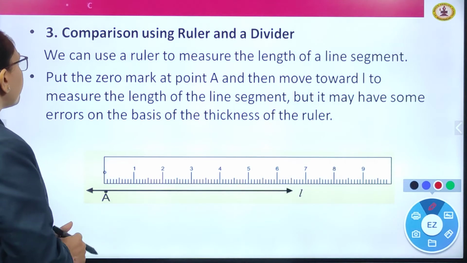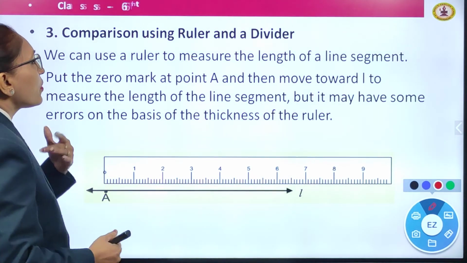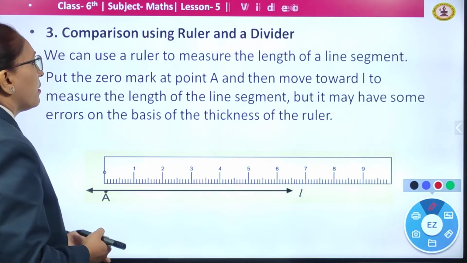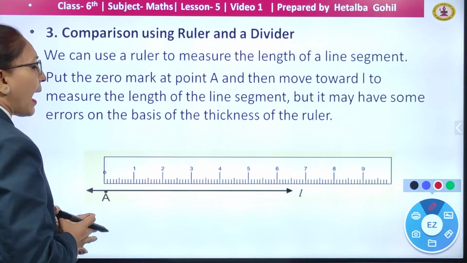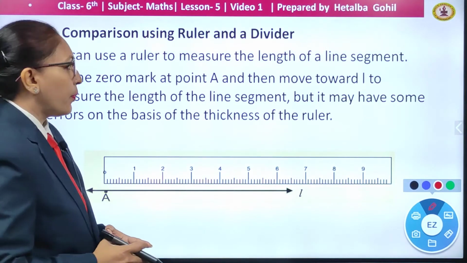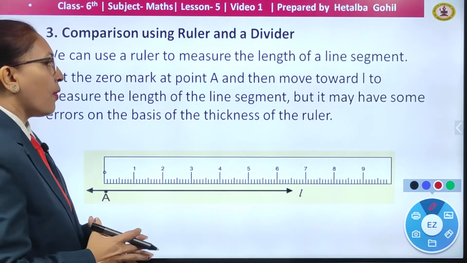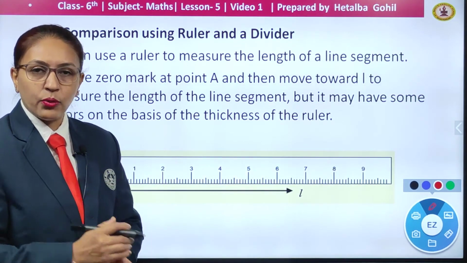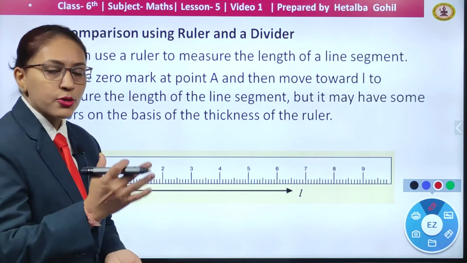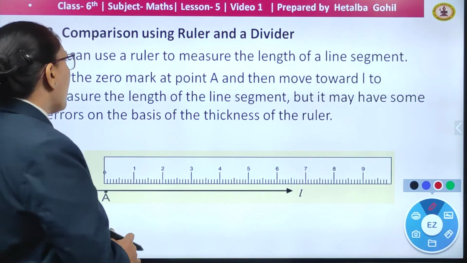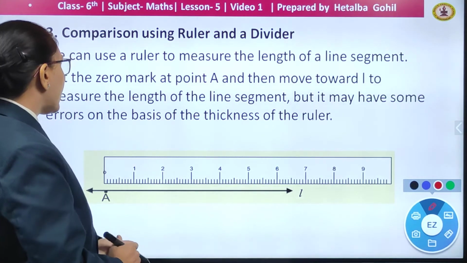Now the third, we also can compare by using a ruler and a divider. Let us see how. We can use a ruler to measure the length of the line segment. Basically, we use that only. In the school, your teachers and we also prefer using a ruler only. But how to measure it, just see.